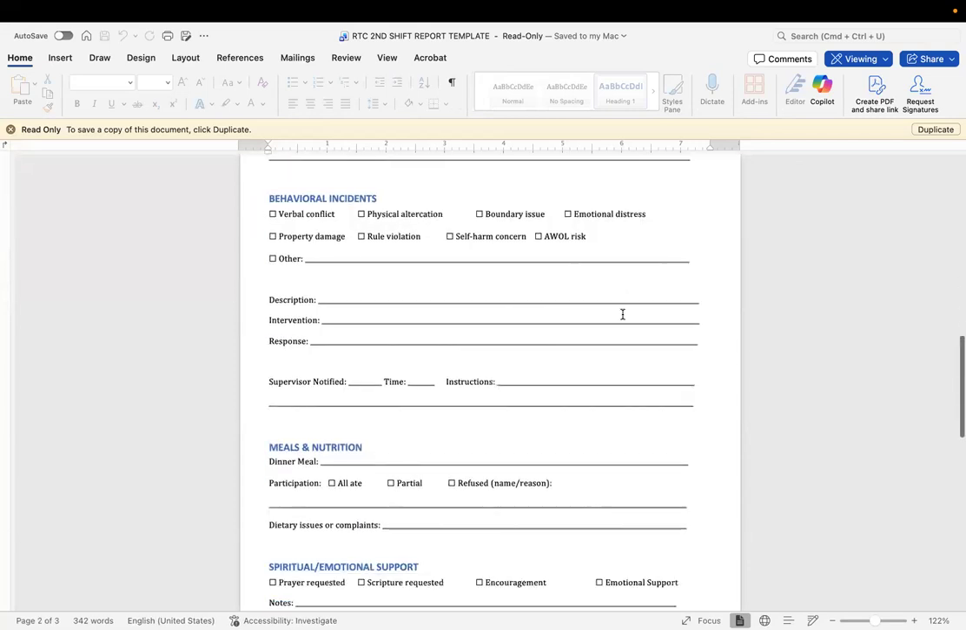Then behavioral incidents: did I get into any verbal conflicts with people? Did I have a physical altercation with anybody? Boundary issues: did I push a staff member's boundaries? Did I push another client's boundaries? And the boundary issues can be anything from threatening to leave, that AWOL risk, to getting in somebody's face, or just saying things that I shouldn't say.